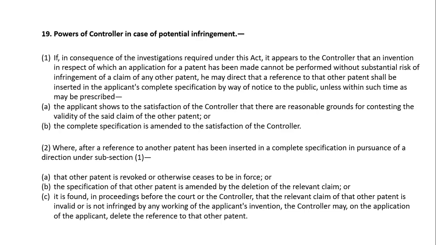C says that it is found in the proceeding before the court or the controller that the relevant claims of that other patent is invalid or is not infringed by any other working of the applicant's invention. The controller may on the application of the applicant delete the reference to that other patent.